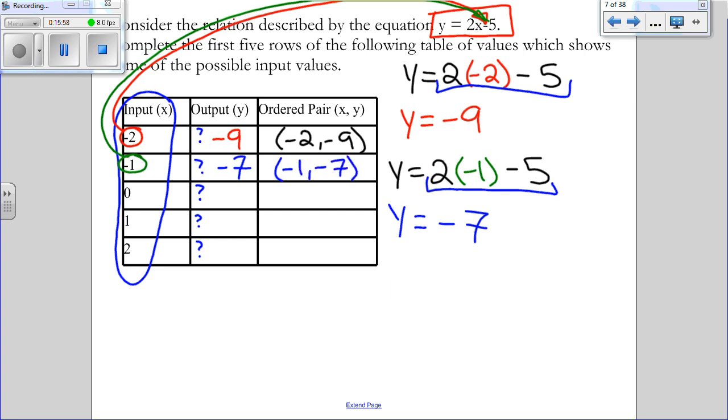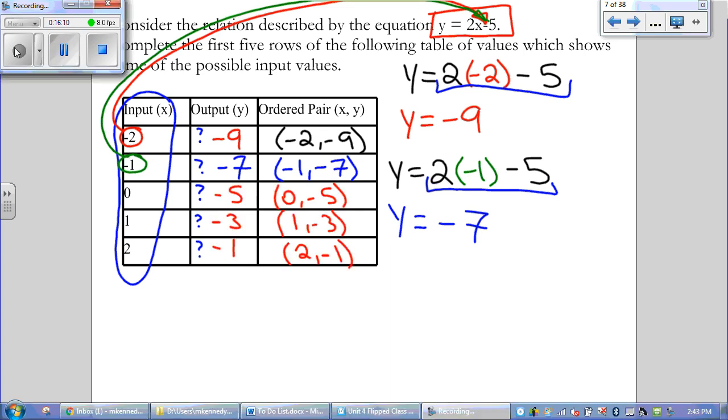I want you to try to find the next 3 on your own. So put all those values into your equation to find your outputs. Yeah. All 5 of those are written down. You should have them all. Inputs and outputs are very useful, right? You can always put context into these questions.